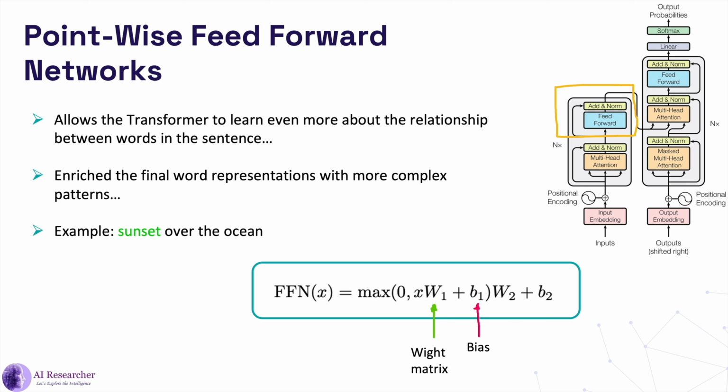After ReLU has done its job, the result goes through a second linear transformation with a new weight matrix W2 and bias term B2. This second transformation typically maps the representation back to the original dimension of the model. So in summary, position-wise feed-forward networks allow the transformer to learn even more about the relationships between words in the sentence, because they can modify the output of the attention layer at each position.